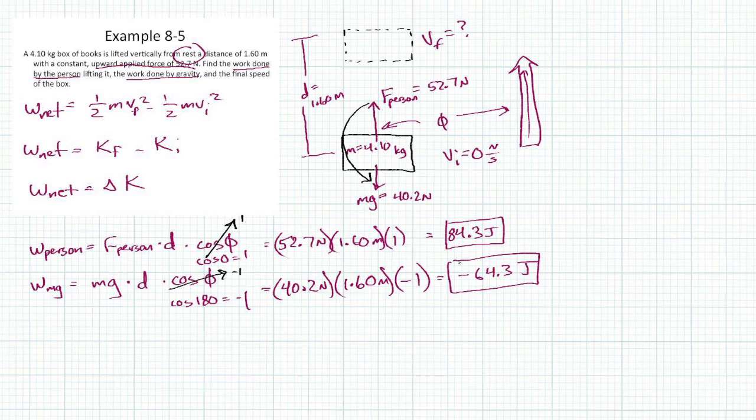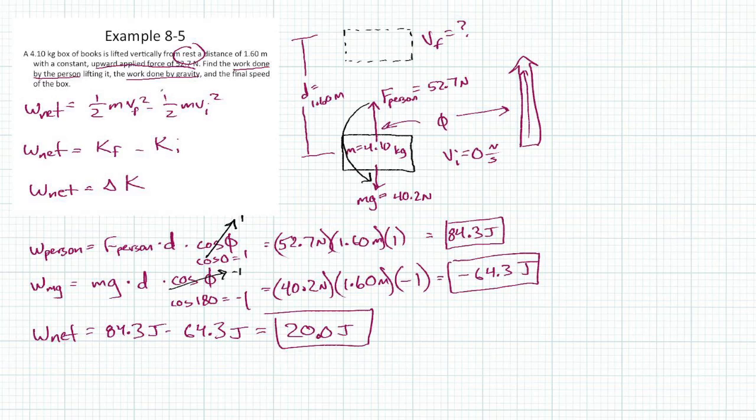So what's the net work done on the box right here? Well, that should be easy. That's simply 84.3 joules minus 64.3 joules. That gives us a total of 20.0 joules of work, which is really the net work done by the person on this box to move it upwards. Okay, great. We have a net work of 20 joules done on this box.